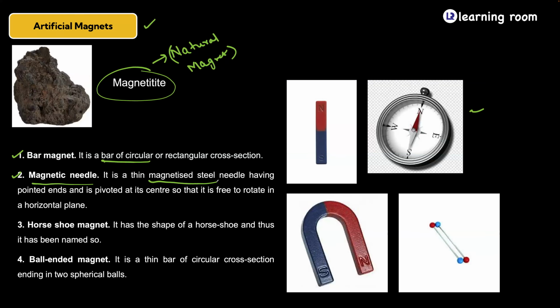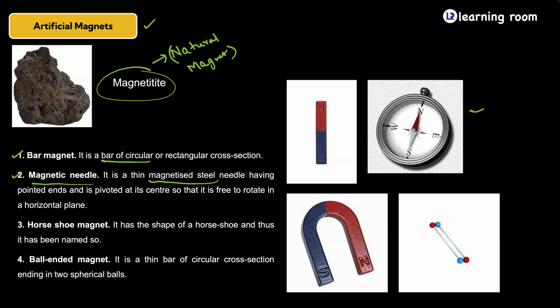So a magnetic needle is a thin magnetized steel needle having pointed ends and is pivoted at its center. Pivoted in the sense that a small screw is put and it is hinged at its center, so that it is free to rotate in a horizontal plane. So you'll not hold a compass like this and see. Have you ever seen anyone hold it like this?